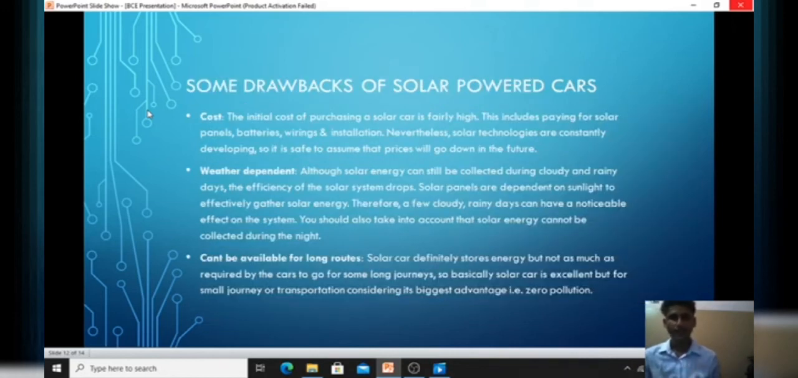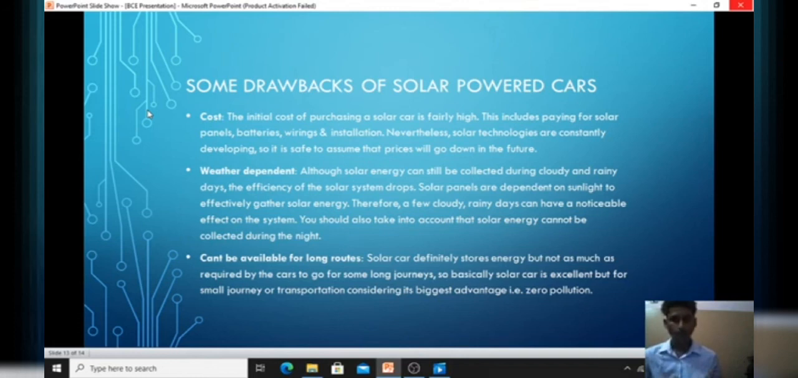With some merits, there are also demerits. So now I'm going to tell you about the drawbacks of solar powered cars. The first and important drawback is cost. The initial cost of solar powered cars is very high, because the initial cost of solar panels, batteries and wirings is too high. There is not only one single solar panel or battery, but a lot of solar panels and batteries, which sums up to a very high cost.